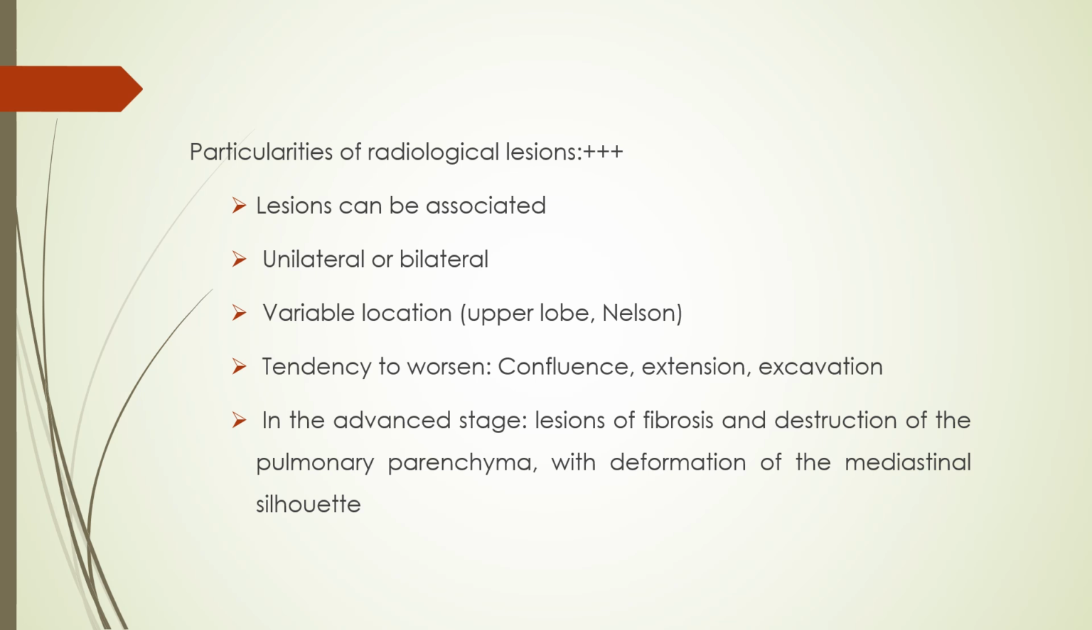What are the particularities of radiological lesions in TB? Those lesions can be associated. They could be unilateral or bilateral, with a variable location, upper lobe or Nelson, with a tendency to worsen over time, with confluence, extension and excavation, and in the advanced stages, we could have some lesions of fibrosis and destruction of the pulmonary parenchyma, like we have seen in the chest X-ray, with deformation of the mediastinal silhouette.